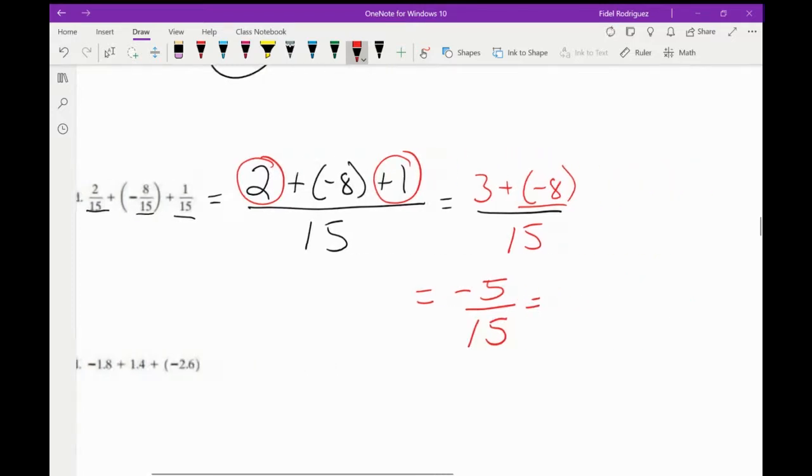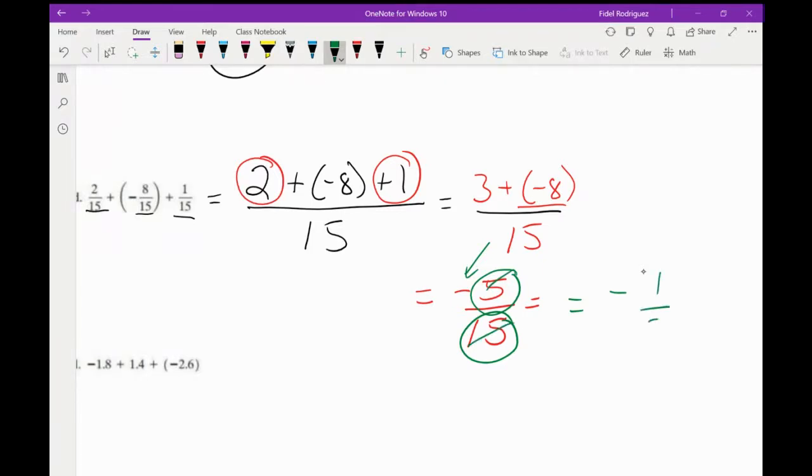And then now the last thing I want to do, guys, is I'm just going to say, look, couldn't I reduce 5 and 15? So I don't want to forget the negative because it's still right here. And I can divide both of these numbers by 5. That's going to give me a 1, and that's going to give me a 3.